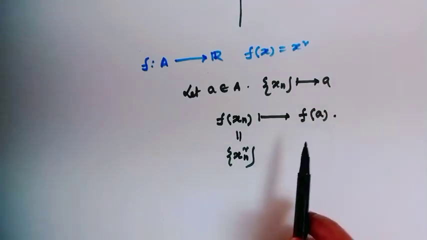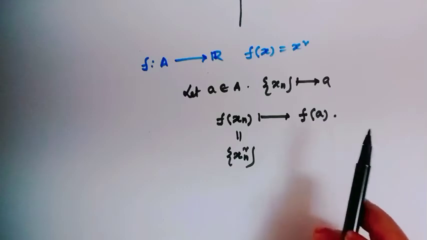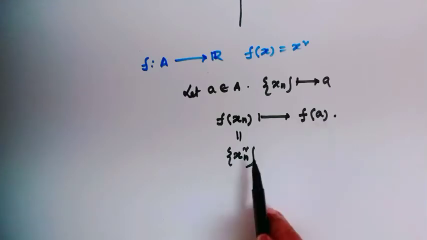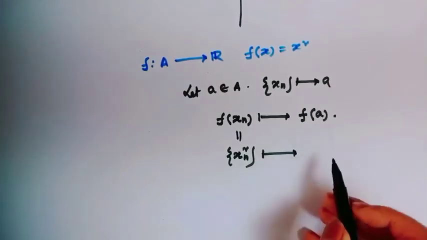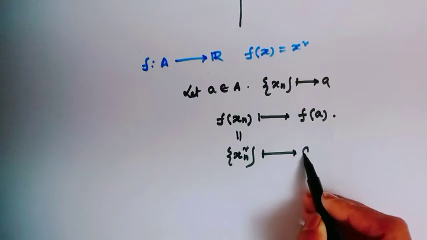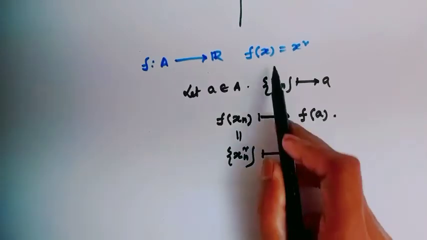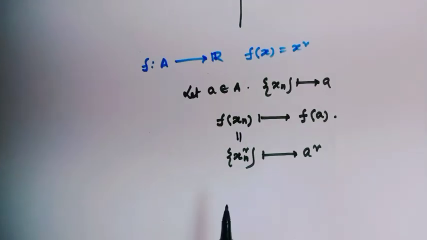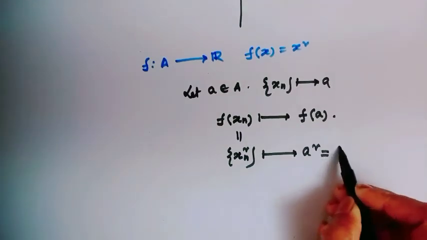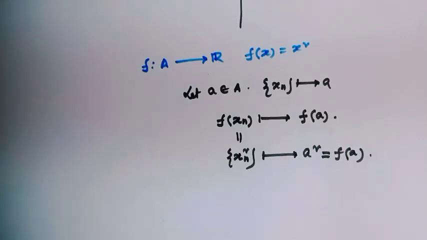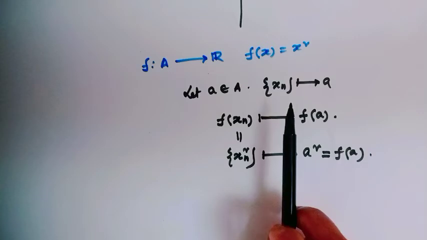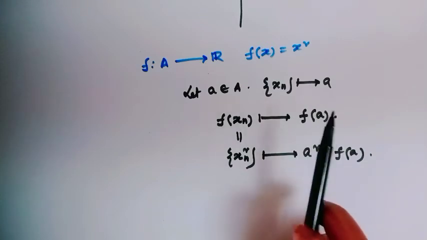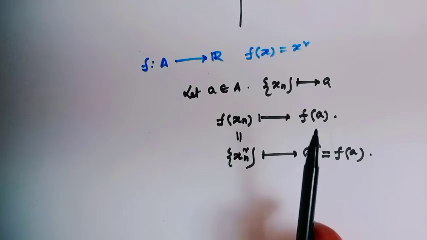And all of us know, since xn converges to A, by the algebra of convergence of the limit, this sequence will also converge to a square. And what is f of A? F of A equal to a square. This is always equal to f of A. So this function would be continuous by sequential criteria. Are you getting my point?